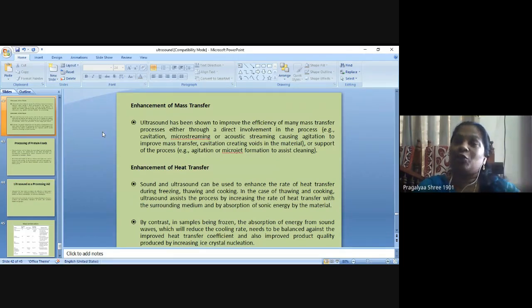But in the case of freezing the substances, what happens? Once the energy is absorbed by the substances, what happens to the energy? The energy once again heats the substances, and you need a further cooling effect to remove that heat also. So the cooling rate is delayed in this case. Okay, so it needs to be balanced against the improved heat transfer coefficient and also the improved product quality produced by increasing ice crystal formation, nucleation. So it requires extra effort in this process when you are going for the freezing process using ultrasound.